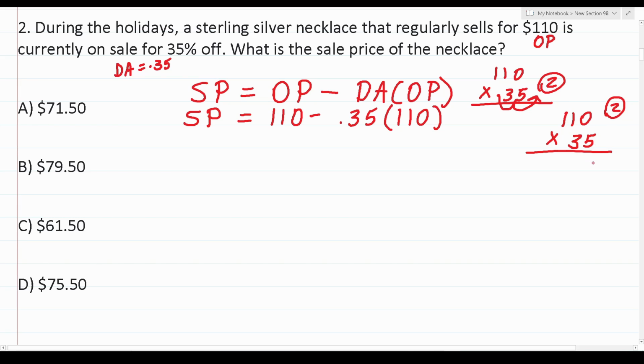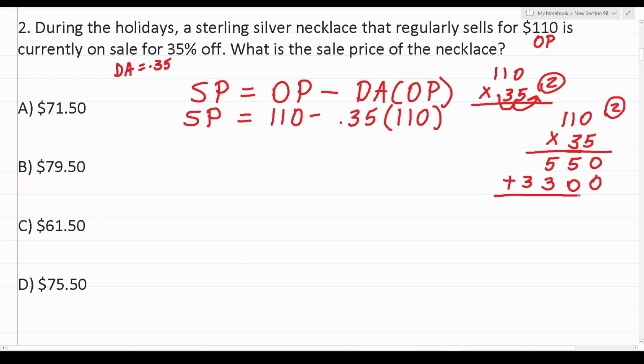So we have 0 times 5 to start, that's 0. 1 times 5 is 5. 1 times 5 is 5. Before we start multiplication with this 3, we have to bring in a 0 placeholder. 3 times 0 is 0. 1 times 3 is 3. 1 times 3 is 3.